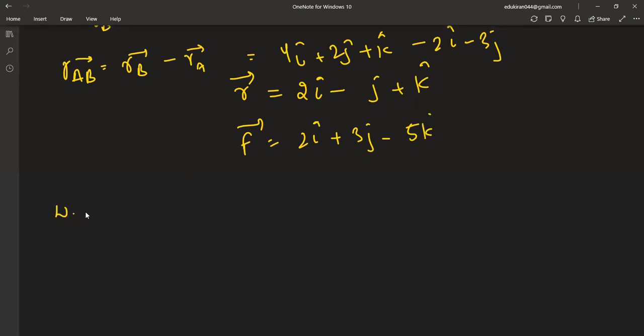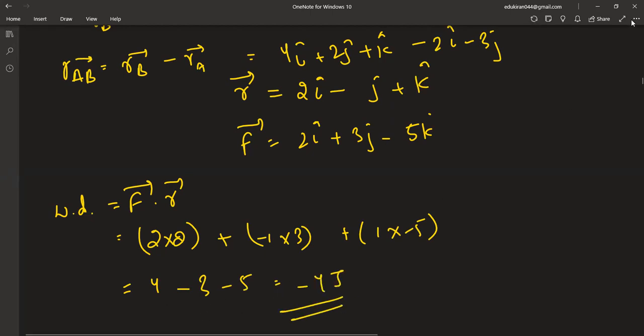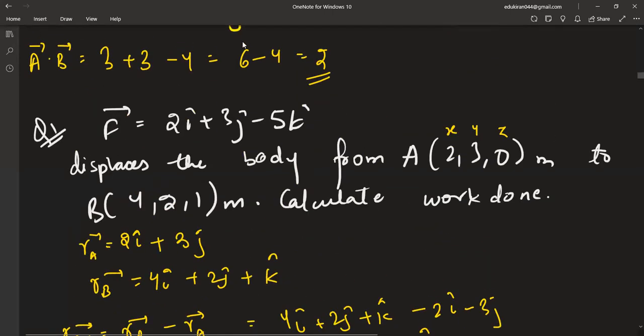So what do we have to find out? We have to find out work done, that is force into displacement, F dot S. What have we studied? The coefficients of i cap get multiplied. So that becomes 2 into 2, plus coefficients of j cap get multiplied, minus 1 into 3, plus coefficients of k cap get multiplied, plus 1 into minus 5. So what is our final answer coming? 4 minus 3 minus 5. So 4 minus 8, so minus 4 joules. So minus 4 joules is the complete answer for this question.